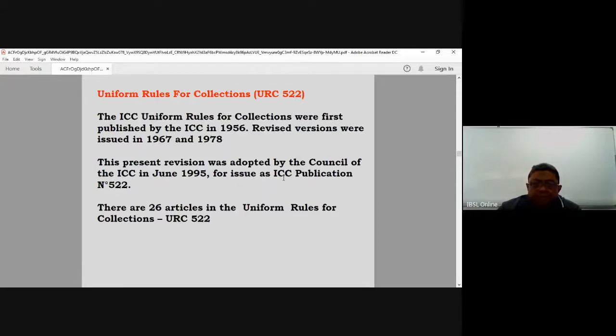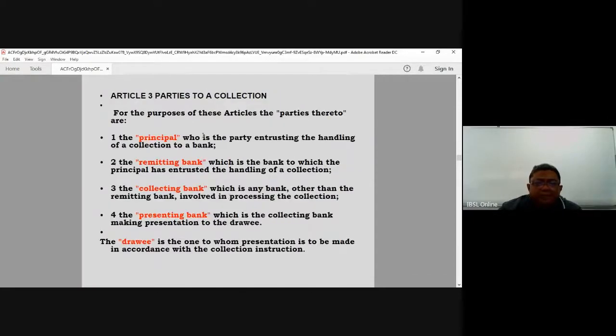Rules are coming here, so banks must be conversant of what to do. Then comes Article 3 of the ICC collection rules, which refers to the parties to a collection. The principal is the exporter, who is the party handing the collection to a bank. Remitting bank will be the exporter's bank. The collecting bank is the importer's bank. When he hands over the documents, they will send them to him. So this is the remitting bank, this is the collecting bank.